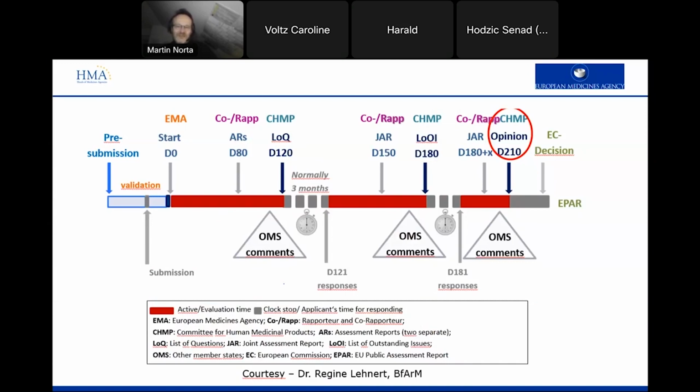The CHMP rapporteur and the co-rapporteur both lead a team of scientific assessors who independently review the documentation. As the massive documentation contains thousands of pages on the quality, safety, and efficacy, the work is shared within the agency.